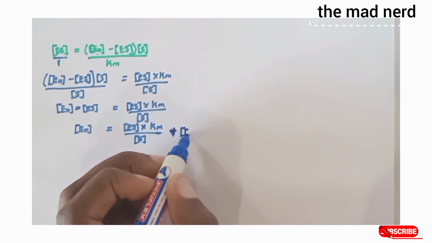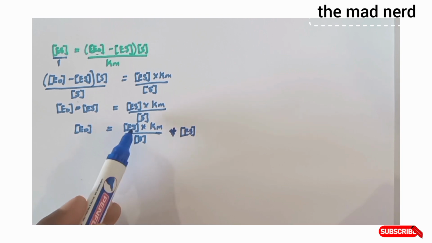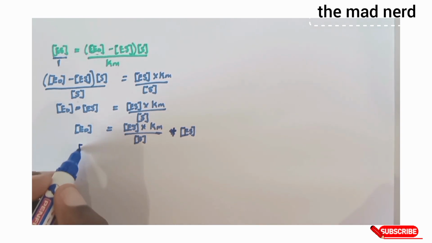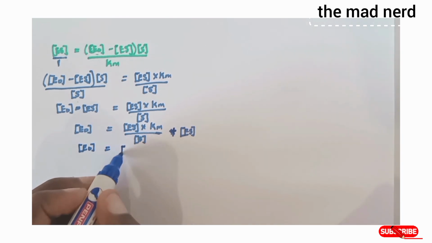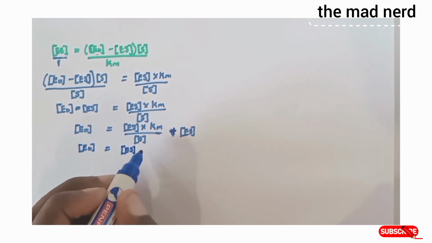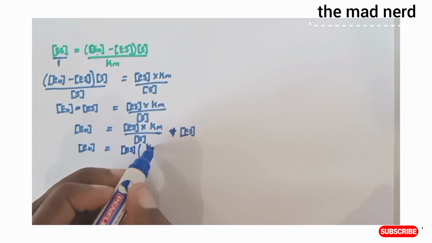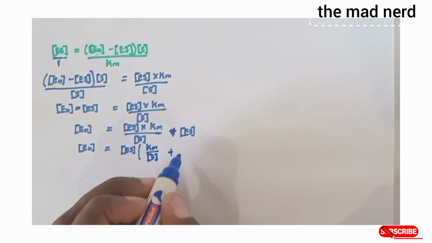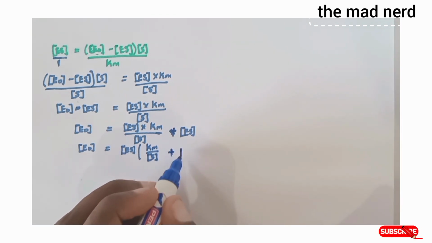So now we'll end up having the concentration of E naught equal to the concentration of ES times the Km, the Km constant I mean, over the concentration of S, plus the concentration of ES. It is plus because it was negative on that side, and now it becomes positive on this side. Now if you take a look, we have the concentration of ES in this term, and the concentration of ES in that term. So we can take the concentration of ES as a common factor, and we are left with Km over the concentration of substrate, plus 1.